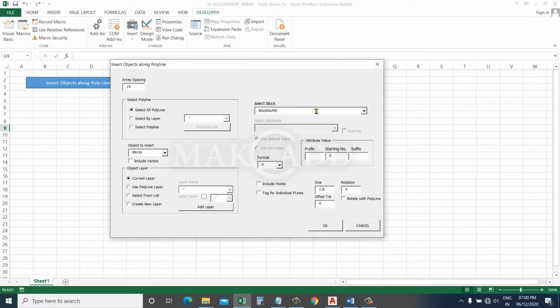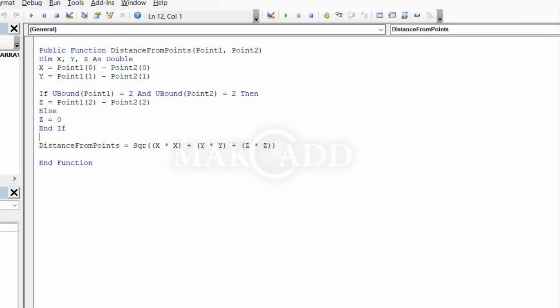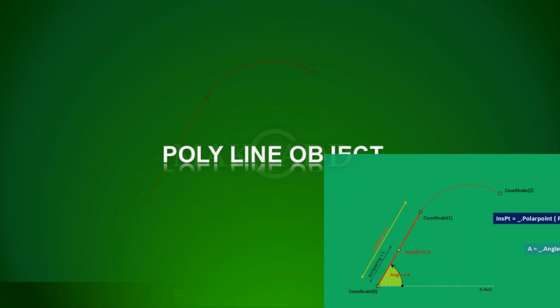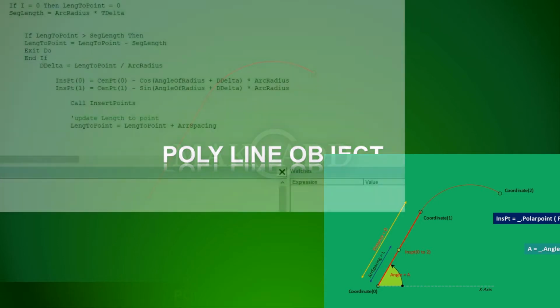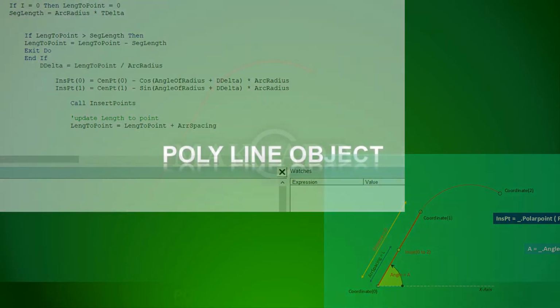I hope that you already watched the demonstration video of this second version of point insertion on polyline, and make sure you already created the distance from points function, which we discussed in the previous session. In this video, we are going to discuss only the properties of a polyline and how we are extracting the data to create equations for finding the insertion points. And these equations we will use in our macros to insert points.